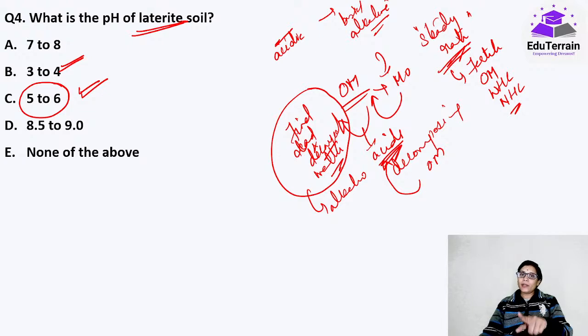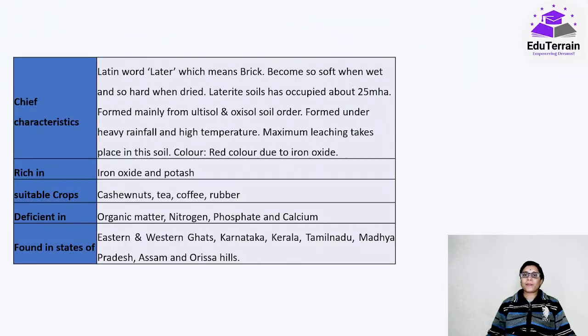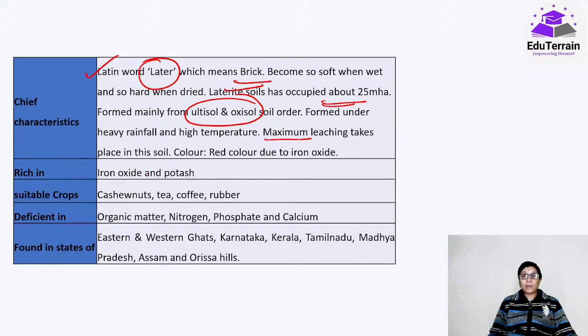Okay, so here in this case organic matter तो है ही नहीं, very little, and they are not as fertile, so it is acidic in nature, 5 to 6. Latin means later, which means brick. So whenever we put water, it becomes very soft, and whenever it's dried, it becomes so hard. And in India you can find this in almost 25 million hectares, and it's formed mainly from oxisols, highly weathered soils where you can find maximum leaching.